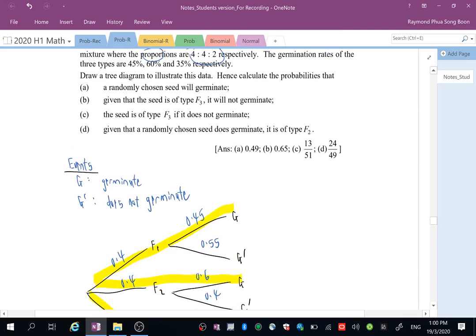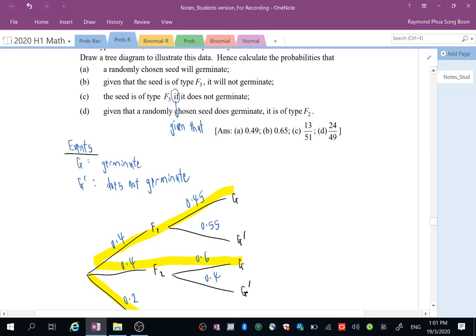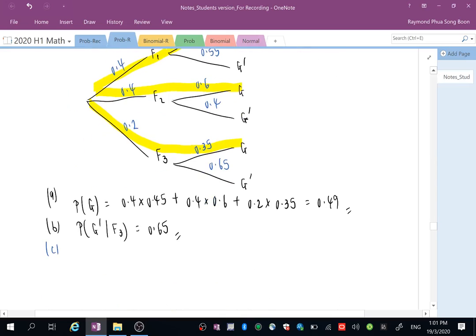Part C. Calculate the probability that the seed is of F3 if it does not germinate. In this topic of probability, "if" has the same meaning as "given that". So this question is actually conditional probability, and you must be able to recognize this. It is finding the probability of F3 given that G prime, that is, the probability that it is F3 given that it does not germinate.